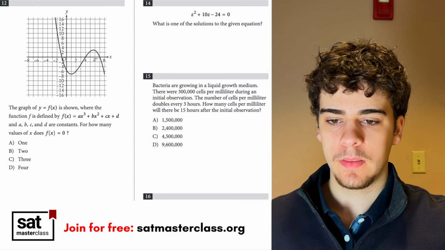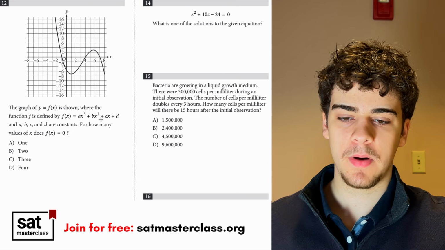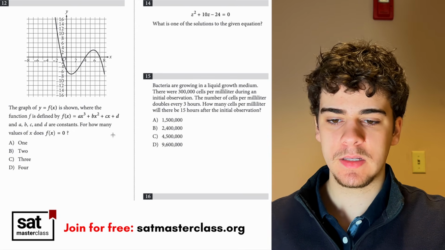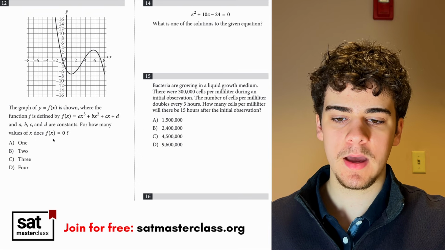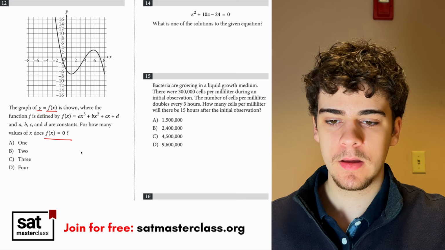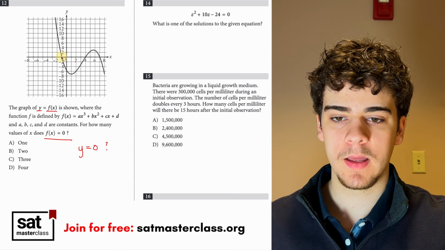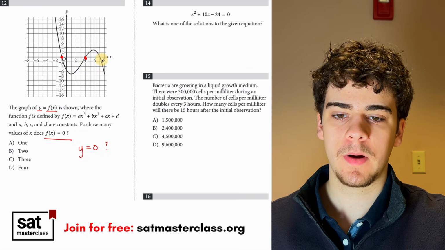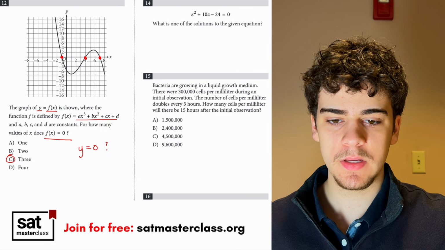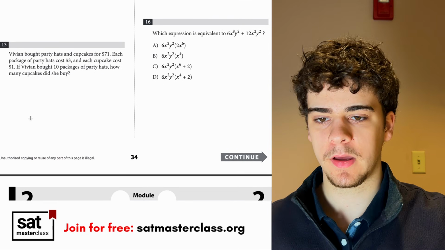Okay, question 12. The graph of y equals f of x is shown where the function f is defined by f of x equals ax cubed plus bx squared plus cx plus d, and a, b, c, and d are constants. For how many values of x does f of x equal 0? Well, they told us that f of x is just y, so we're basically looking at how many times does y equal 0. Well, we have y equals 0 right here, y equals 0 right here, and y equals 0 right here, so 3 times. All of this a, b, c, d stuff is kind of just to throw you off here. You don't really need it for that question.